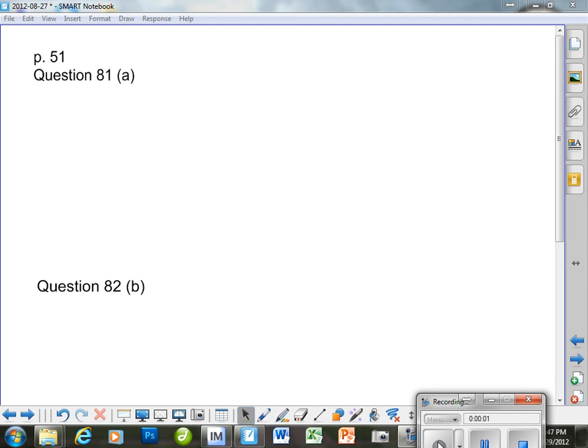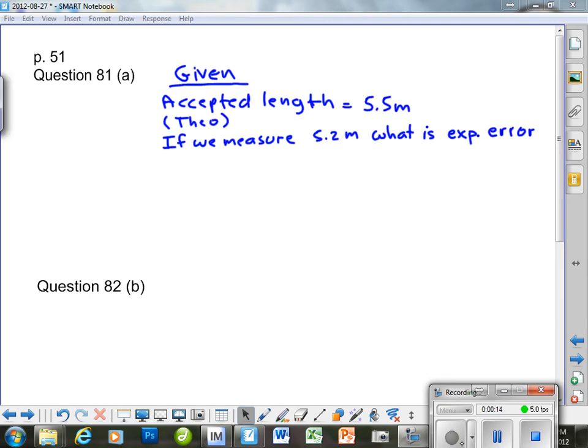Okay, this is the second part of the experimental error, and these are actual homework problems now. So we're going to do page 51, question number 81, and we're going to go kind of fast on this. I've written the problem so we can refer to it, and we're going to start out with our experiment and what it is that we actually measured.